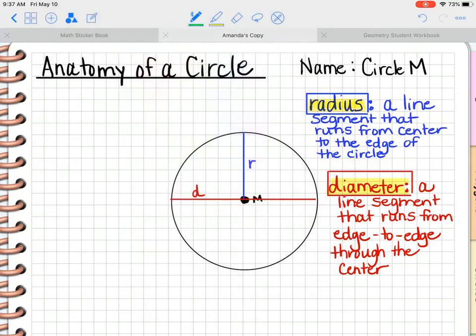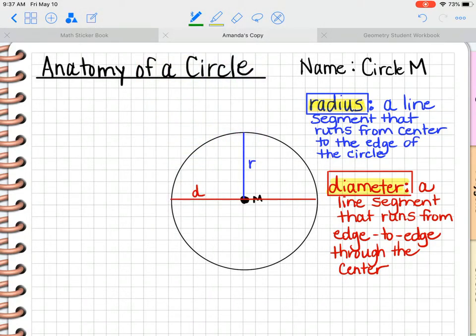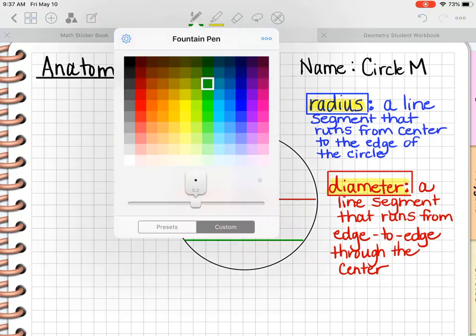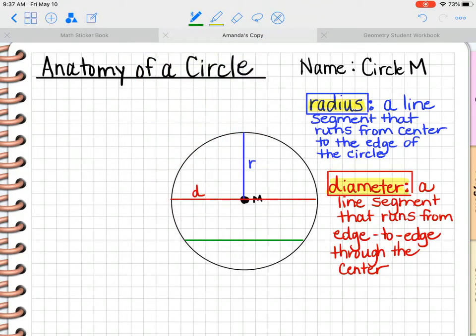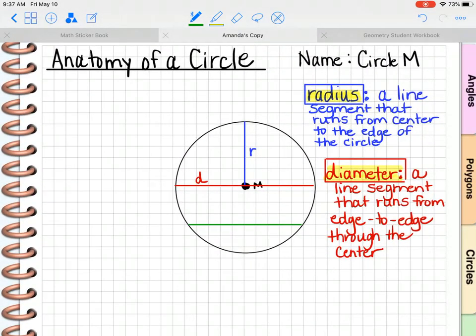Okay, let me show you yet another one. I'm going to use a green color on this one. Suppose I drew another line segment maybe down here that went from there to there. Notice that this one does not pass through the center. It's just a line segment that goes edge to edge. This one is called a chord.